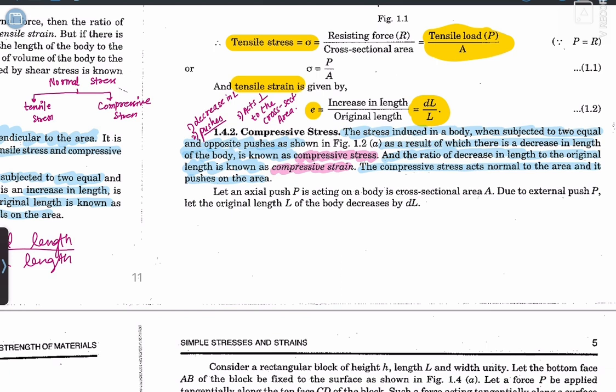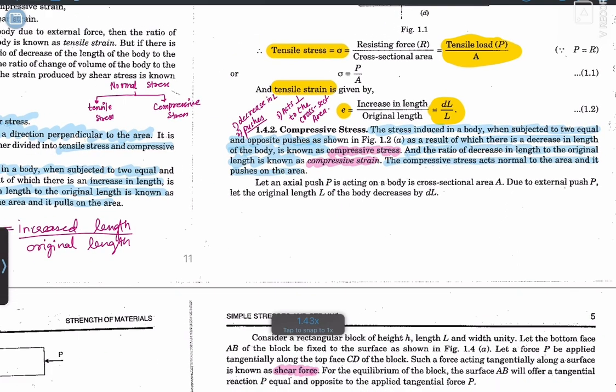Remember that normal stress always happens perpendicular to the surface, perpendicular to the cross sectional area. Okay, normal stress, we have two types: tensile stress and compressive stress. So that is cleared. Now we'll move to the compressive stress. The stress induced in a body when subjected to two equal and opposite pushes. Okay, tensile stress means two equal and opposite pulls, and compressive stress is two equal and opposite pushes.